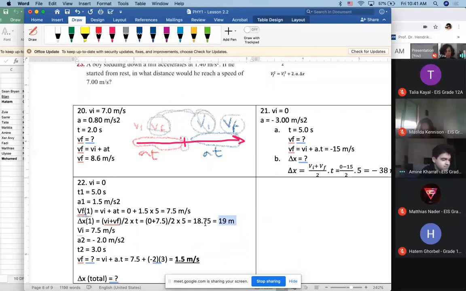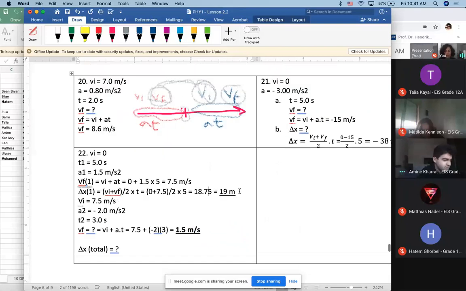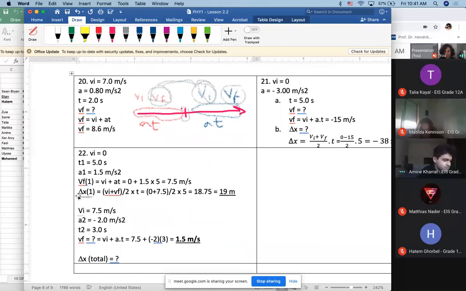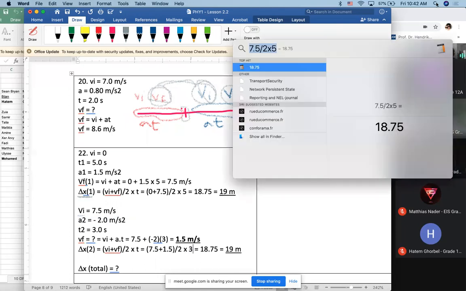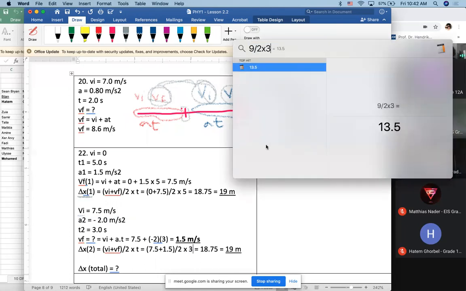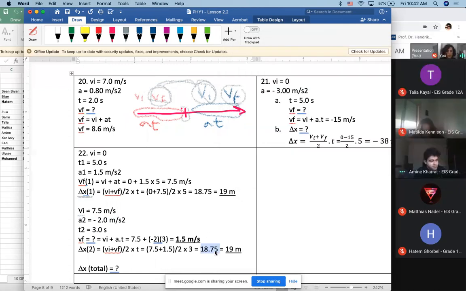Probably underline it. And then I'm gonna create some space, just to keep some space between trip 1 and trip 2. I'm gonna repeat the whole thing, but now for trip 2. So this is 2, and the values are 7.5, and the final speed is 1.5. The reason why I have higher speed than lower speed is due to the fact that it's slowing down because of the negative acceleration, and this is 3. This will give me 9 over 2 times 3, am I right? So 9 over 2 times 3, the answer is 13.5, which will be rounded to 14, okay?